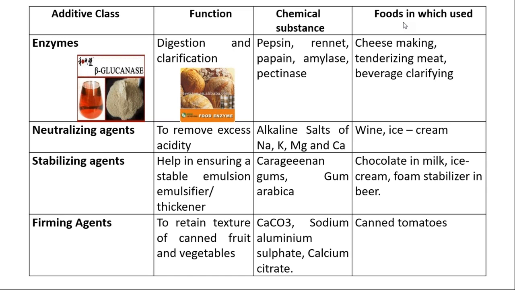Then you have neutralizing agents and stabilizing agents such as the gums, carrageenan, gum arabic, and guar gum, which are used to stabilize and as emulsifiers and thickeners. They are generally used in milk and ice cream. You have firming agents, so that for canned fruit or vegetables, it must retain its structure and should not break down and become soggy.